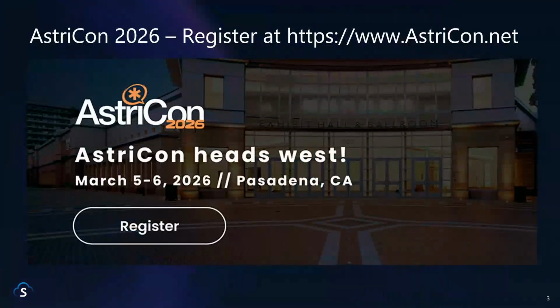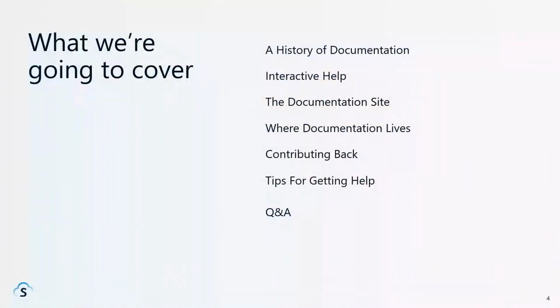Before we get started, for those who may not be aware or need a reminder, AstriCon is quickly approaching. This year, we're heading to the West Coast as part of Scale, which is an open source conference. We'll be in Pasadena, California, March 5th and 6th. And like always, we'll have some great content, some great presentations. I'll be presenting about performance in Asterisk, which is always a hot topic. So that'll be good. And now let's move on to looking for help when it comes to Asterisk.